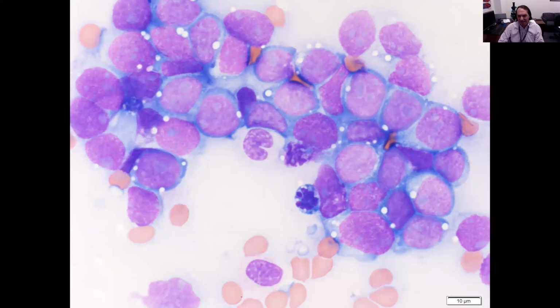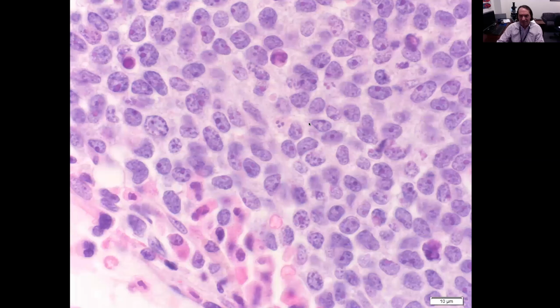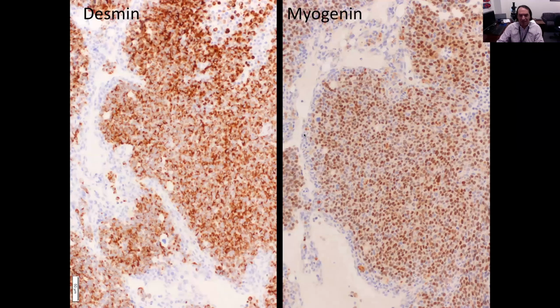Here they are on the aspirate smear. Relatively large cells compared to a neutrophil, but not enormous. Perhaps they're a bit cohesive with one another, and when one looks at the biopsy, they really do look quite cohesive with opening of the marrow sinuses. Here they are under higher power where they really appear to stream together.